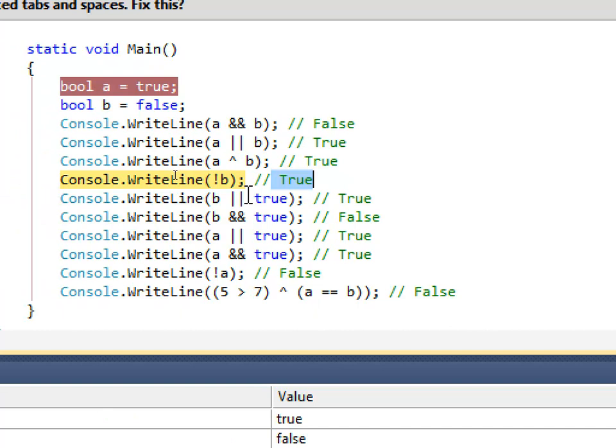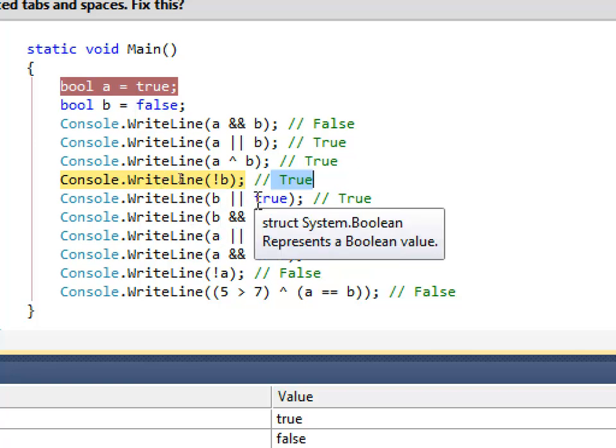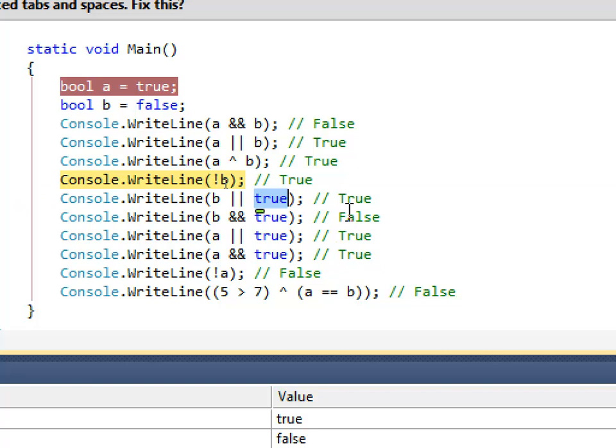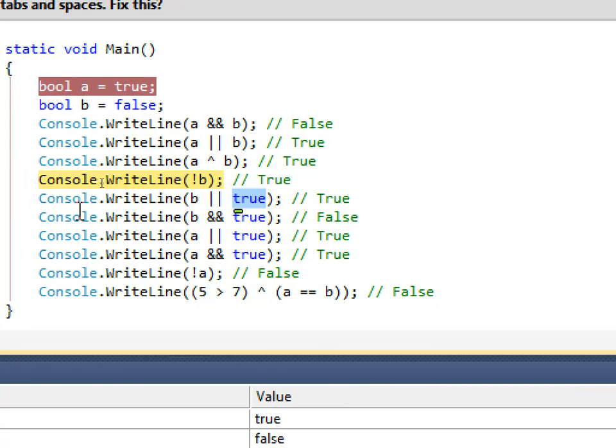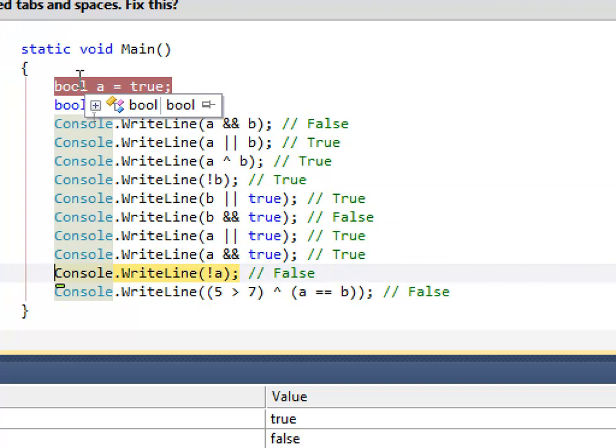The rest of the checks here are actually similar, except that instead of checking A and B, they are checking the values of A and B with the literal value of true. So, not to get too confused, we'll just go over them. Here we had A as true, and we're using the exclamation point, the not again, so it will become false.